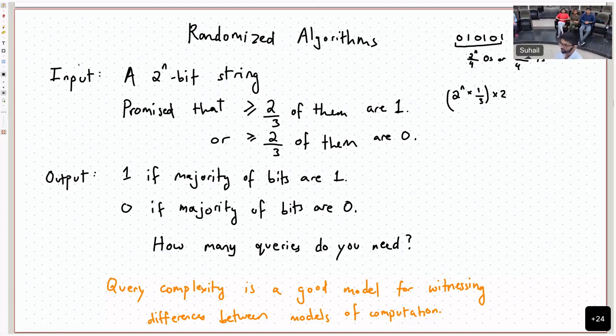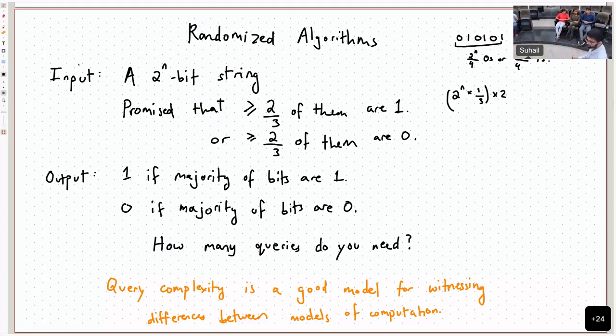So basically half of them. So basically, you have to query half the inputs. After you query half the inputs, then you output plus one. Right. Sure, let's do that.